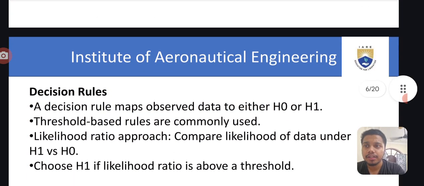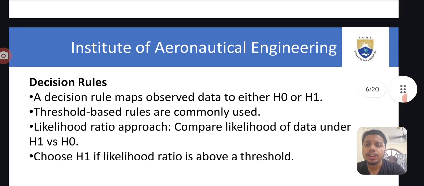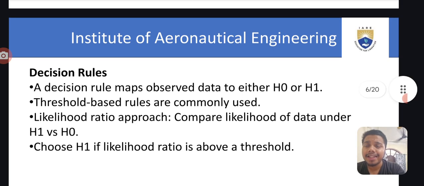Decision rules. A decision rule maps observed data to either H0 or H1. Threshold-based rules are commonly used. In the likelihood ratio approach, we compare the likelihood of the data under H1 versus H0. We choose H1 if the likelihood ratio is above a threshold.